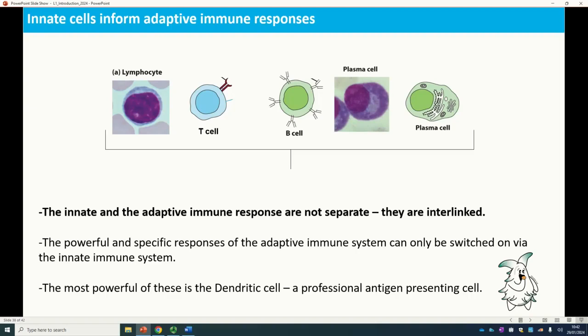Now, we've already talked about how the innate immune response comes first, but we really have to stress the fact that the innate and the adaptive immune response are not separate, they're interlinked, and they do communicate with each other, okay? Essentially, the really powerful and specific adaptive immune response will only be switched on via the innate immune response. There are some cells that play a really key role in this, and one of them is the dendritic cell. The dendritic cell is this one here, and it is a professional antigen-presenting cell.